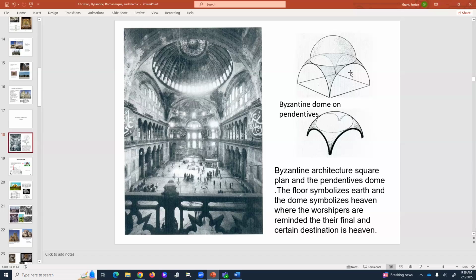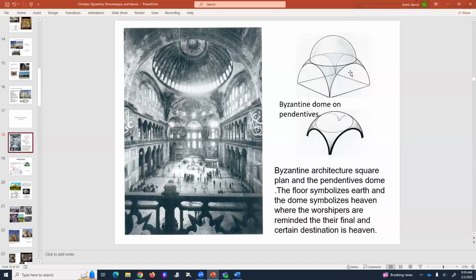If you're not really great at drawing, it's okay. I'm not grading you based on your artwork, but if you start with a 3D box and make those arches and then try to put a dome on that, do the best you can, and just name it Byzantine dome on pendentives. This will be the second sketch and part of the next style that we're taking a look at.